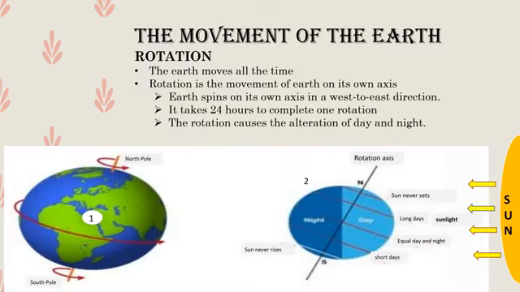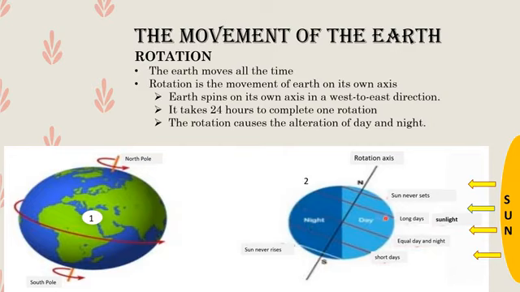In this part, we are going to see the movements of Earth. Number 1, rotation. The Earth moves all the time. As we have seen, the globe can be moved on the rod it is attached to. Similarly, the Earth also moves on its own axis. Earth spins on its own axis from west to east. It takes 24 hours to complete one rotation. It causes an alternation of day and night.